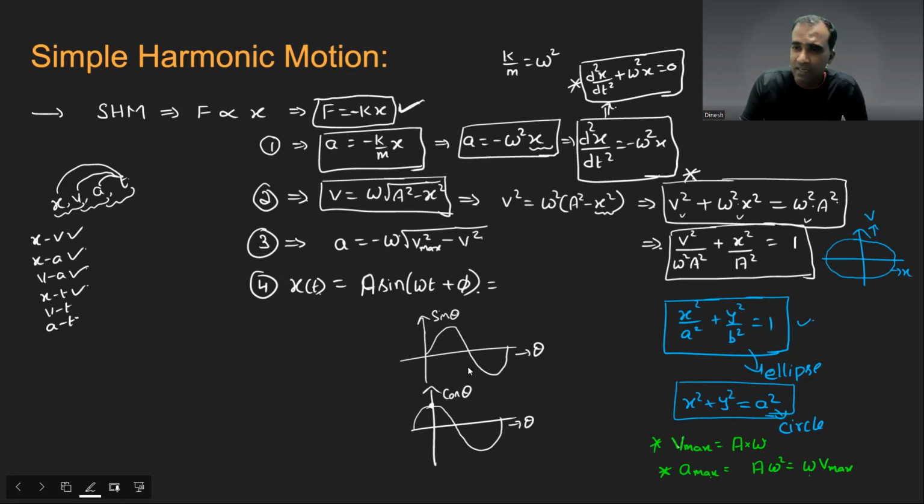Very simple. Look, the graphs are looking exactly the same. The only thing is the vertical line is at different places. Vertical line here for sine theta starts when sine theta is 0. Vertical line for cos theta starts at the maximum value of cos theta. Okay, so now look at this one.